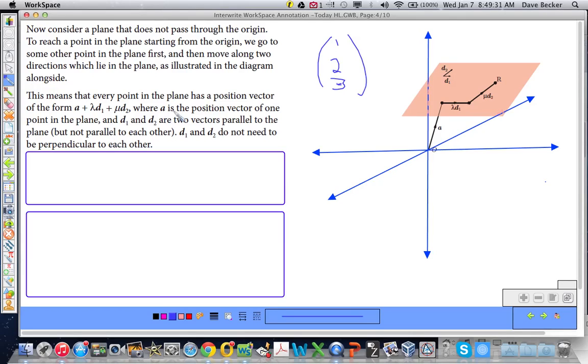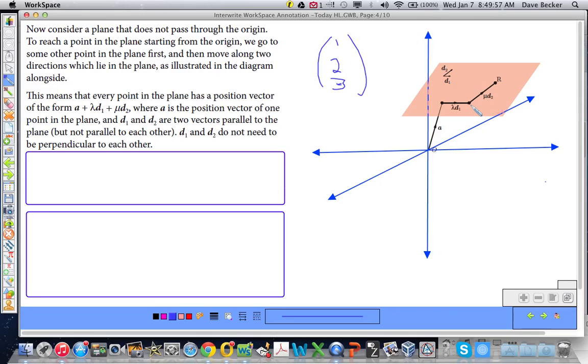And then, so we have the position vector, and then d1 and d2 are two vectors parallel to the plane, but not parallel to each other. By the way, vectors that are parallel to the plane are defined to be in the plane. Any two vectors in the plane don't have to be parallel to each other.